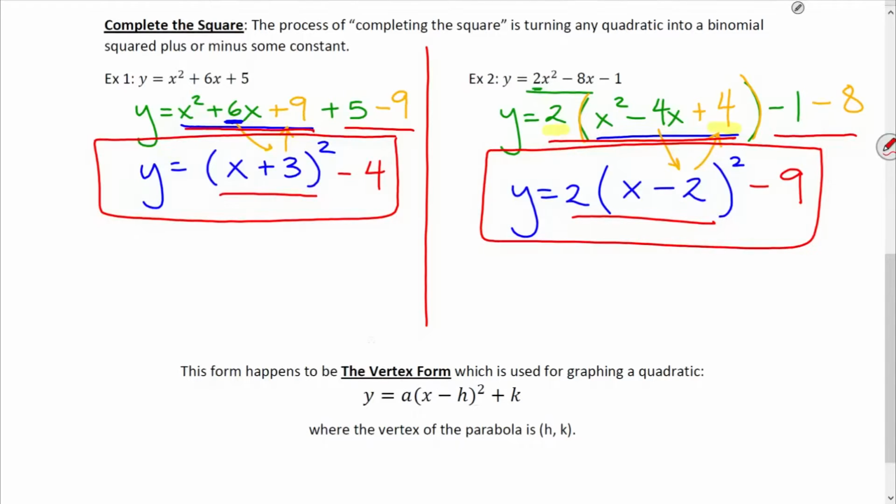So again, this happens to be the vertex form of a quadratic, written as y equals a times the quantity x minus h squared plus k, where the vertex of the parabola, that is the bottom valley point or the top of the peak point, is the coordinates h, k. And in our next video, we will look at how to graph equations that are written in vertex form. Thank you for watching.